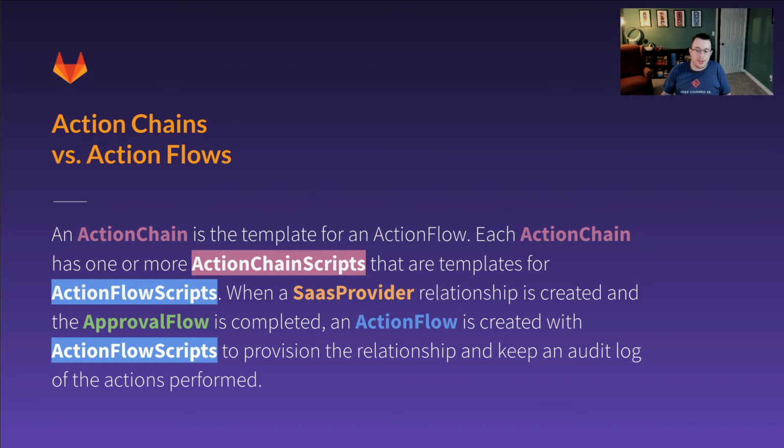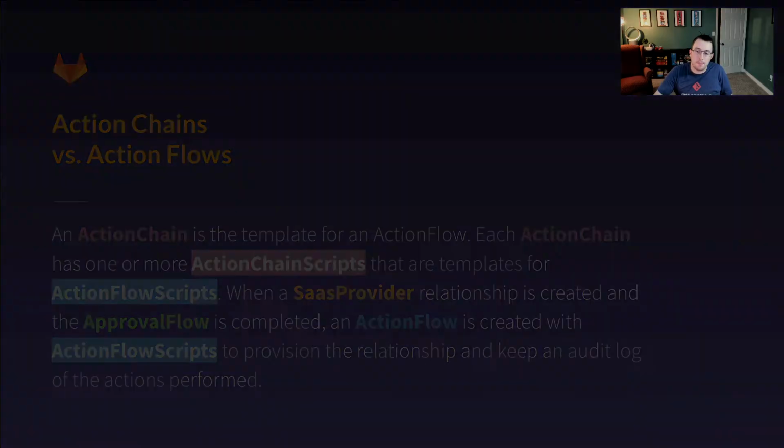So when we create that SaaS provider relationship, if that's a group, if that's a user, when that's created and the approval flow is completed, the action flow kicks off, and all those action flow scripts. And it's going to work its way through those scripts, and it's using ActionChainScripts as its metadata of what am I calling, what script am I running. That's all it's doing, it's just setting up the template to be able to run those scripts, right?